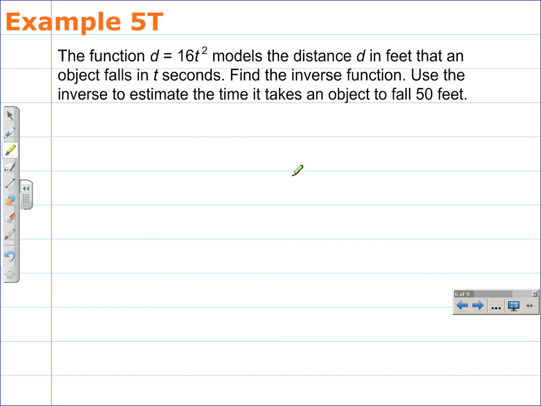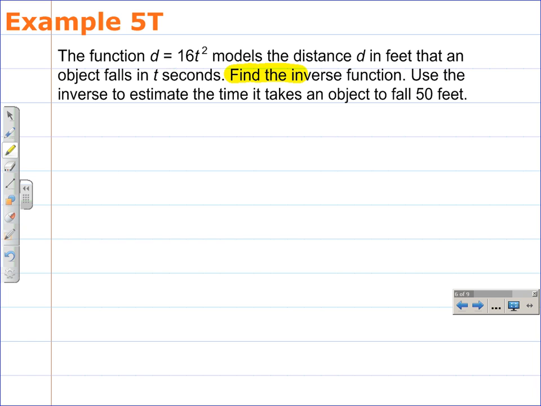The function d is equal to 16 times t squared models the distance d in feet that an object falls in t seconds. Find the inverse function. Use the inverse to estimate the time it takes an object to fall 50 feet. When you see a word problem, if you're like my students, you're going to freak out when you read this. Don't. It's just a word problem.